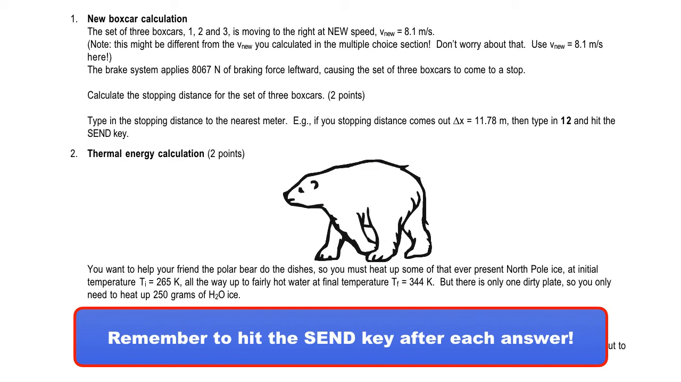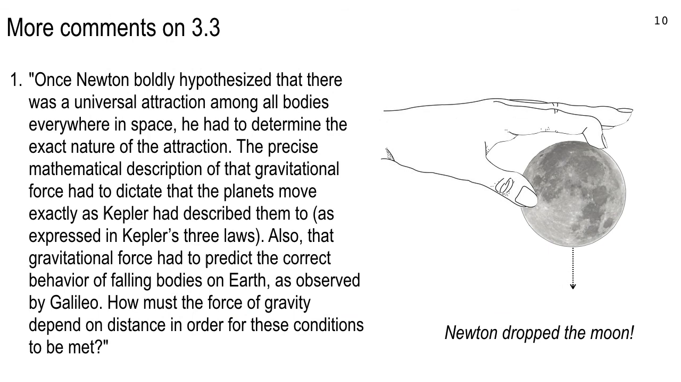All right, so let's talk a little bit more about section 3.3, Sir Isaac Newton and the law of universal gravitation. I love this part of the paragraph, so I took the whole slice of it. Once Newton boldly hypothesized that there was a universal attraction among all bodies everywhere in space, and that was not a common notion. I've mentioned that before. He's the one that said, well, I think the heavens, the celestial sphere, operates under the same physics as the terrestrial sphere and everything on Earth.